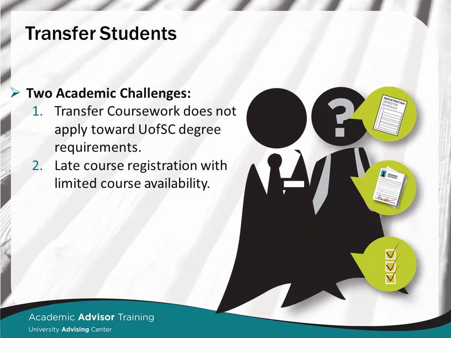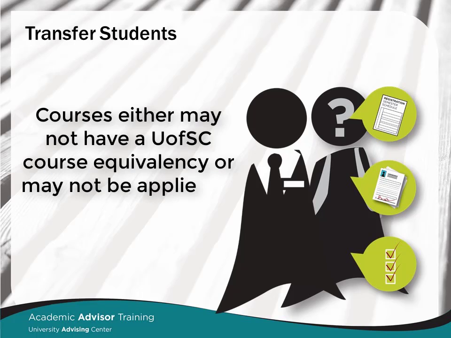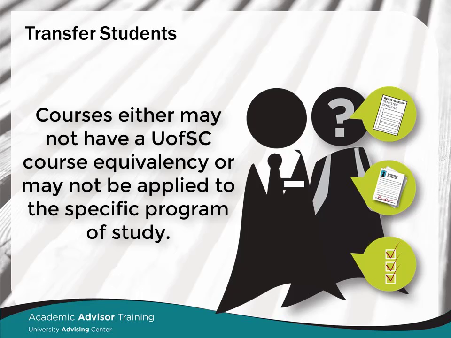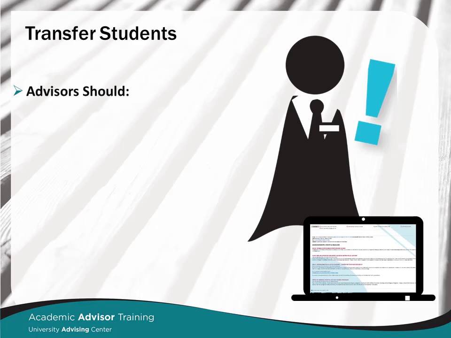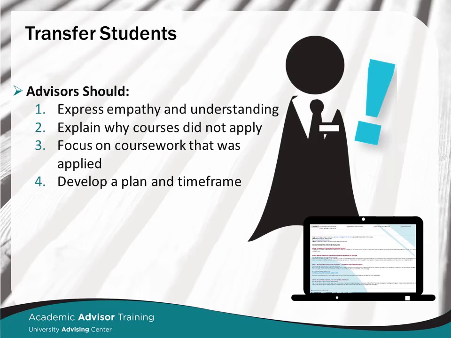Not all transfer coursework may count toward degree requirements. Courses may not have a U of SC course equivalency or may not be applied to the specific program of study. Transfer students will have a longer time to degree completion than anticipated. When meeting with students in this situation, advisors should 1. Express empathy and understanding for the student's feelings and situation. 2. Explain why courses did not apply, describing the course equivalency process and need to meet accreditation standards. 3. Focus on coursework that was applied and how it meets degree requirements. And 4. Develop a plan and timeframe for completing degree requirements.